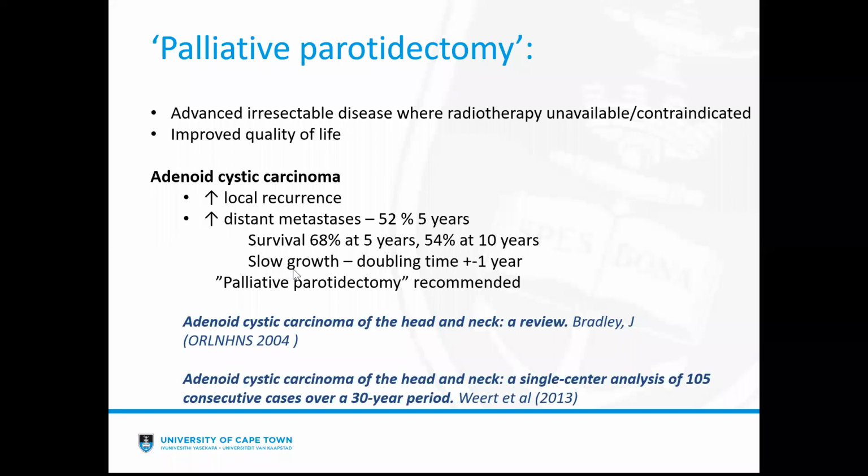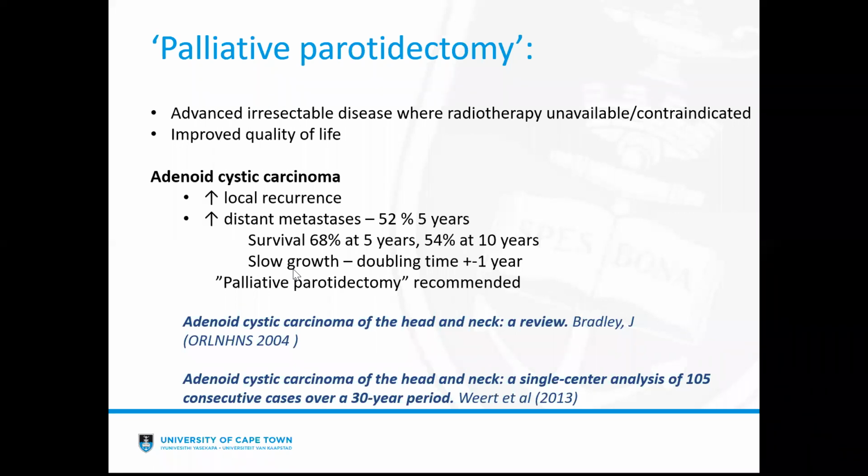Adenoid cystic carcinoma is one distinct entity where there's a clear role for parotidectomy in spite of pulmonary metastases. This is evident in the literature. Adenoid cystic carcinoma is unique in several ways. It has a high tendency for local recurrence, a low rate of cervical metastases, but a high rate of distant metastases, particularly to the lung, where the rate of pulmonary metastases is as high as 52% by 5 years.